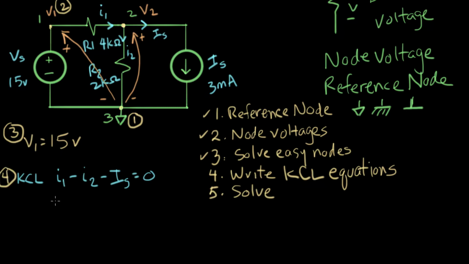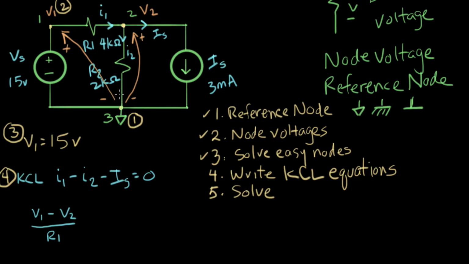And now, this is the essence of the node voltage method. This is where we do something new that we haven't done before. We're going to write these currents in terms of the node voltages. So we could write I1. I1 is the current flowing this way through this resistor. I1 equals (V1 minus V2) over R1. That's the current flowing in resistor R1 in terms of node voltages.